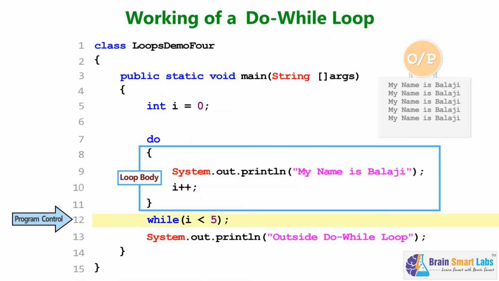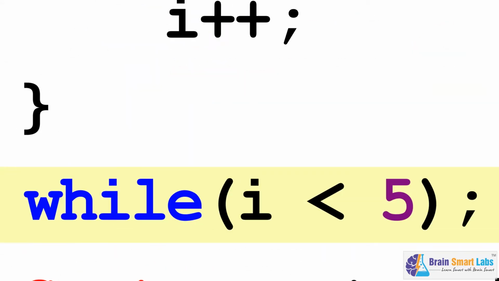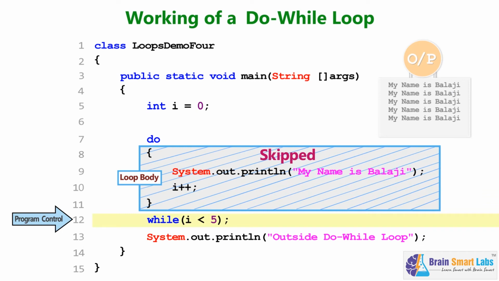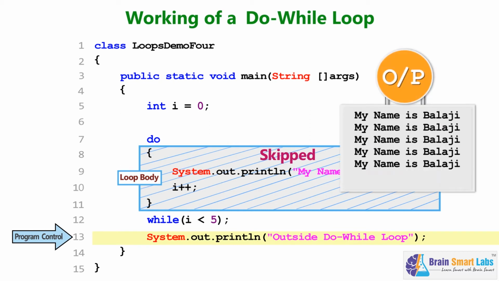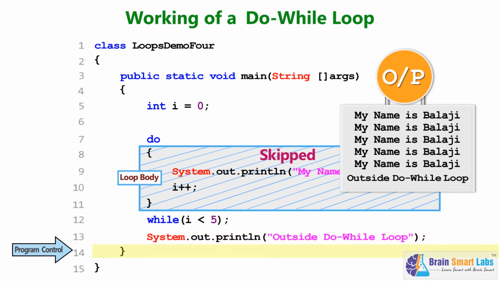Once the looping condition present in our while statement turns out to be false, the program control skips the loop body and it brings the loop to a halt. The program control executes the remaining statements present below till line number 14 and ends the execution of our program in peace. Now that ends the explanation of do while loop in Java.